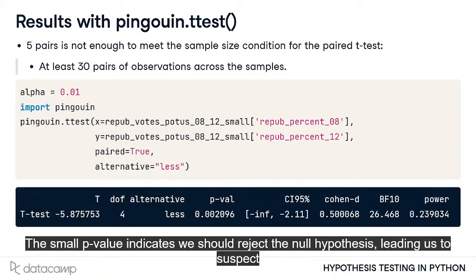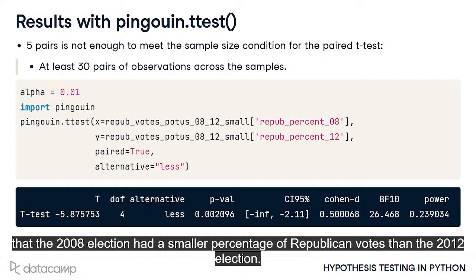The small p-value indicates we should reject the null hypothesis, leading us to suspect that the 2008 election had a smaller percentage of Republican votes than the 2012 election.